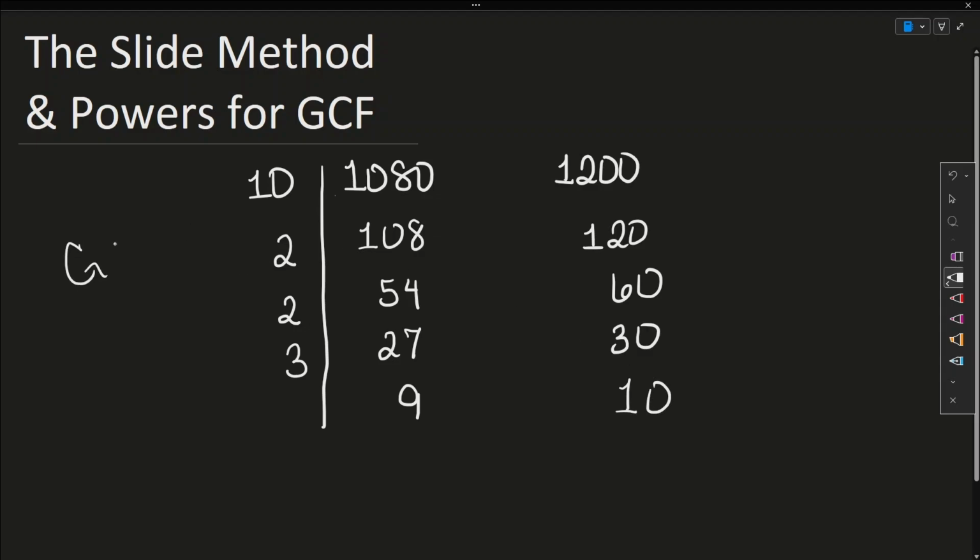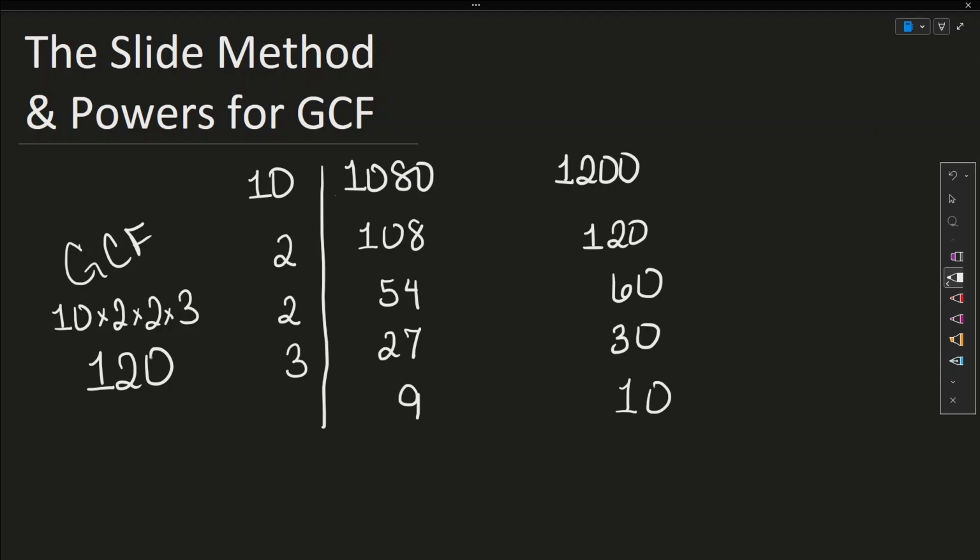So our GCF comes from that very first column. 10 times 2 times 2 times 3, which is 120. So the GCF for 1080 and 1200 is 120.